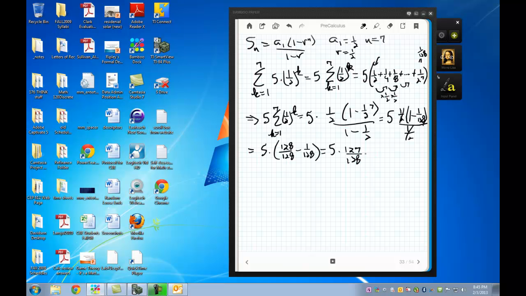Now let's see if I can do this in my head. 5 times 120 is 600, and 5 times 7 is 35. So this is actually equal to 635/128. Isn't that cool? Which is pretty close to 5, just a shade under 5. That's pretty awesome.